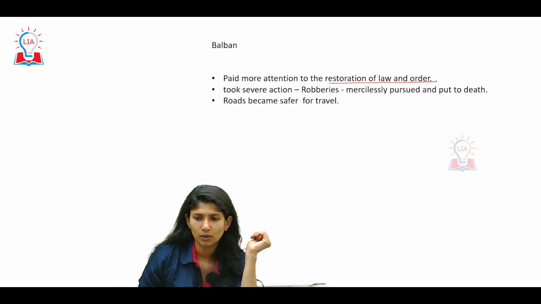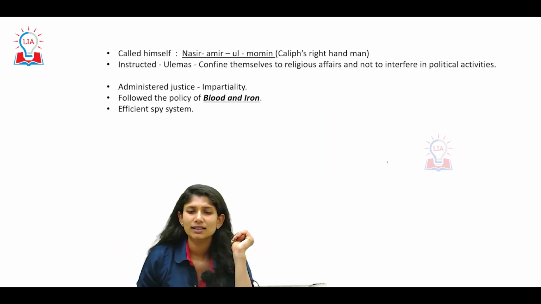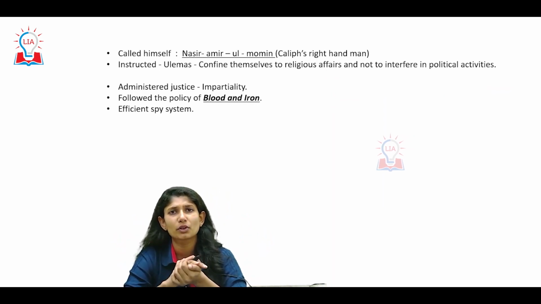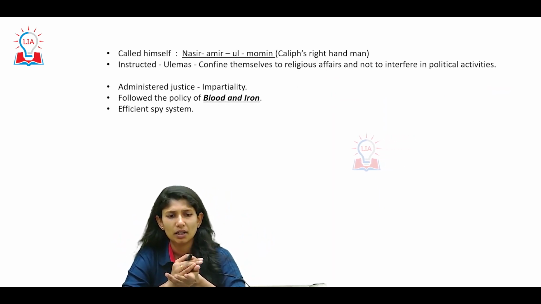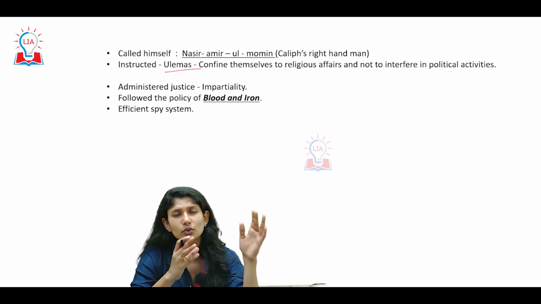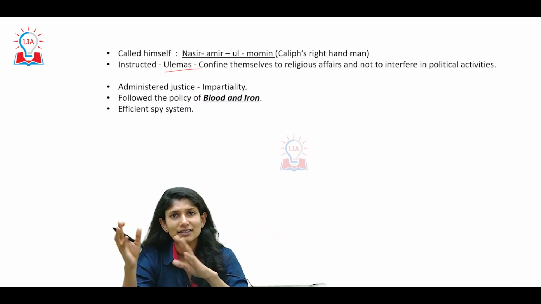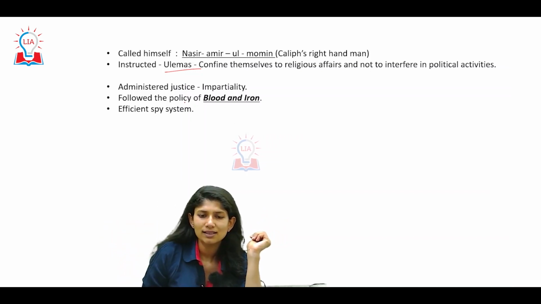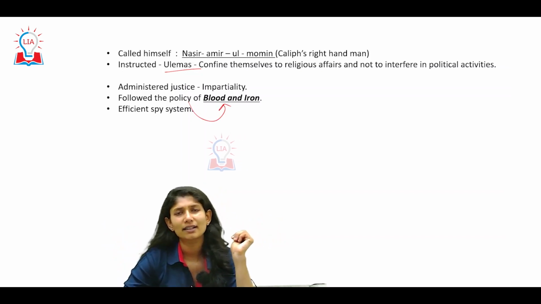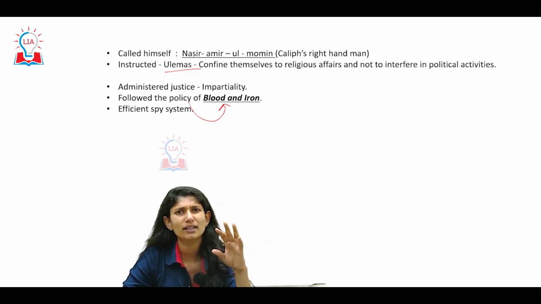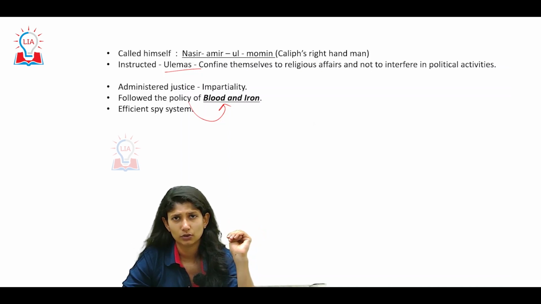Okay, now one more thing is he called himself the caliph's right hand man, and also one such group of people who were there during the period of Balban was the ulemas. He strictly wanted them to confine themselves to the religious perspective rather than enter into political affairs. All right. Now, the policy he followed was called blood and iron, which means it was very stern, very strict, and he had also established a good spy system to find out if there were any rebellions going on, or any plots to bring down the Sultan.